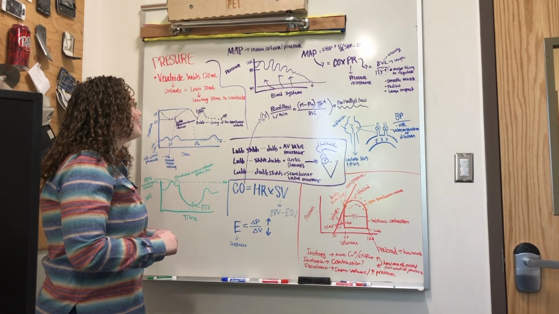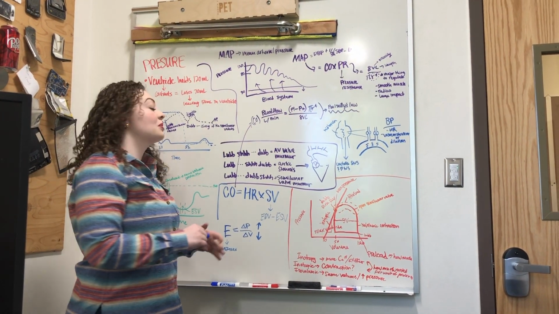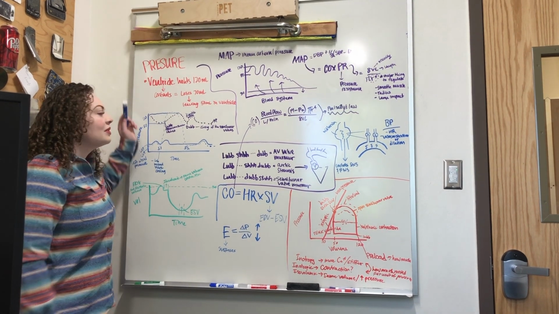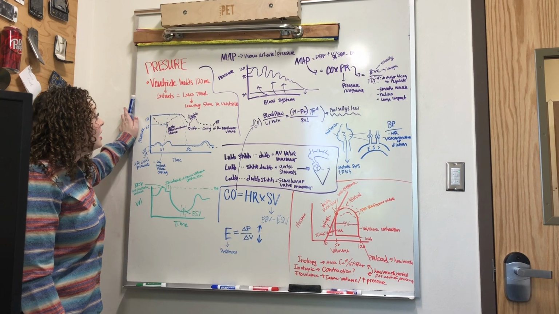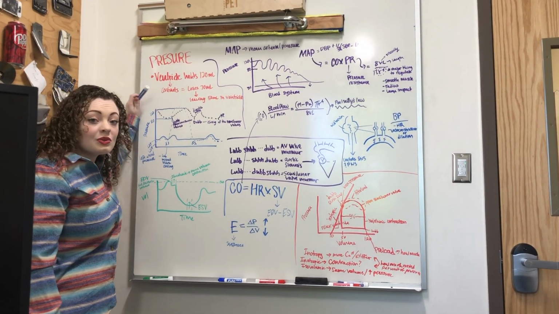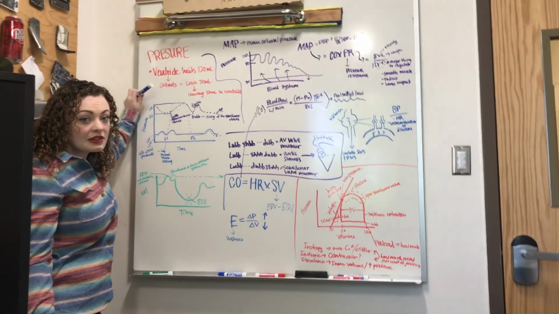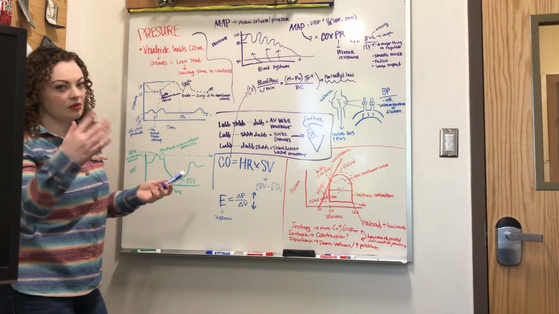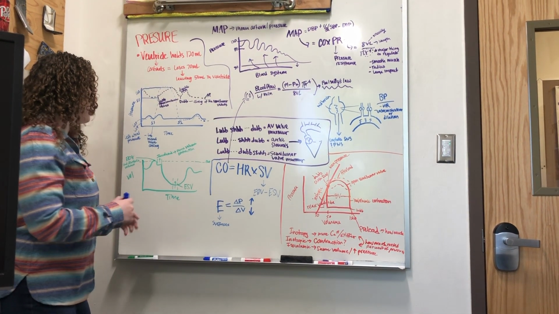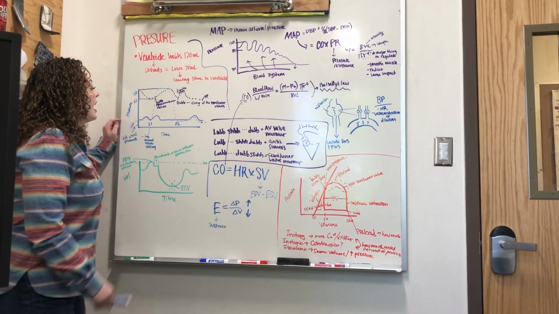Hey, so today we're going to be talking about pressure and lots of different cool things. First of all, we need to know a few things. The ventricle holds 120 milliliters. When the ventricle contracts, we lose about 70 milliliters, leaving us with 50 milliliters in the ventricle after contraction, so when it's at rest.